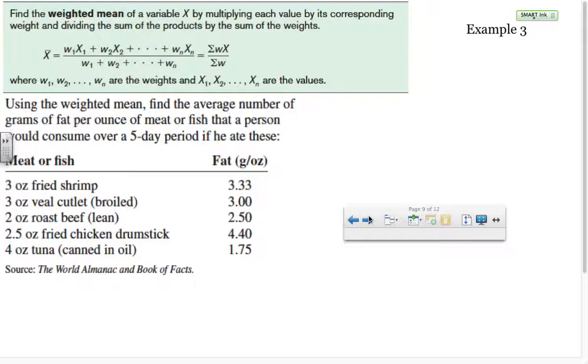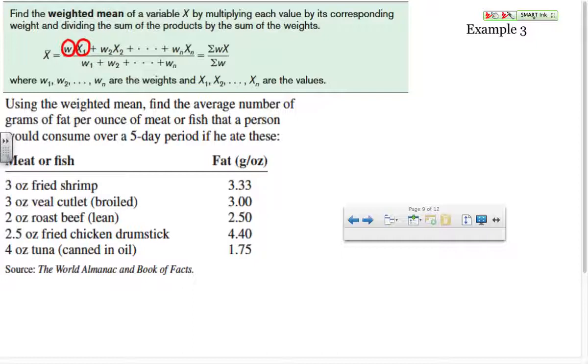So in this case, we're going to use this example. I wanted you to look at the formula first of all. The formula says that to find a weighted mean, you have to take each data point and multiply it by its weight. And then you're going to divide by the weights added together. So this you can't really do with a graphing calculator. I suppose there's probably ways to do it, but I don't know what they are. So we're just going to do this one by hand.